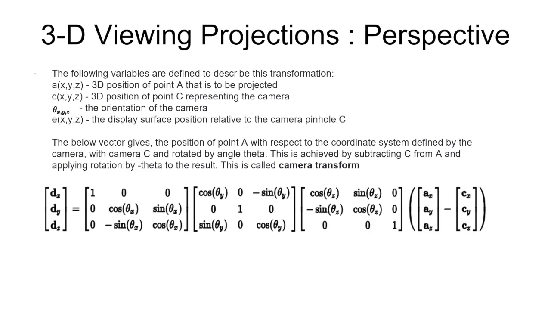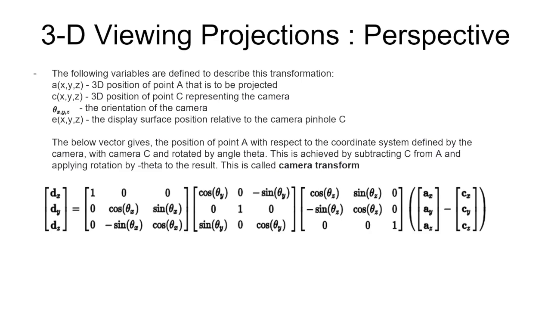So here the terms which are needed are a_x, y, z, which means the point that you want to project, or the object point that you want to be projected. c_x, y, z, meaning x, comma, y, comma, z, is the point representing the camera, and theta is the orientation. e_x, y, z is the display surface position, which is with respect to the camera pinhole C. To represent the distance, we have a vector d, which is represented as dx, dy, and dz as shown in the formula below.